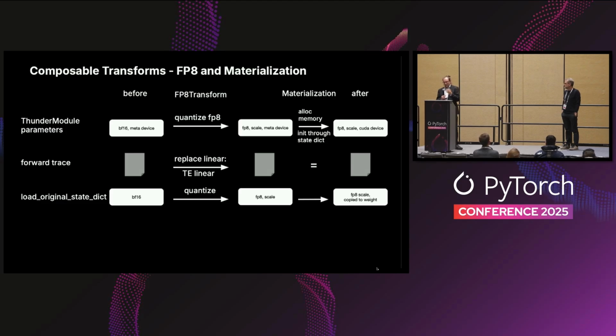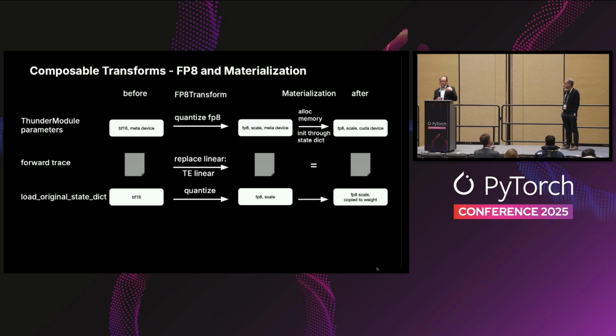And if you want to, you can also have a backward pass, if you want to save the state dict in the original form. The FP8 transform will quantize the weights. It will replace the linears with quantized linears and also the MOE. And then it will quantize the state dict when you load the state dict. And the materialization will not change the computation, but it will allocate the memory and initialize things through the state dict by using the transform mechanism that you see on the bottom row.